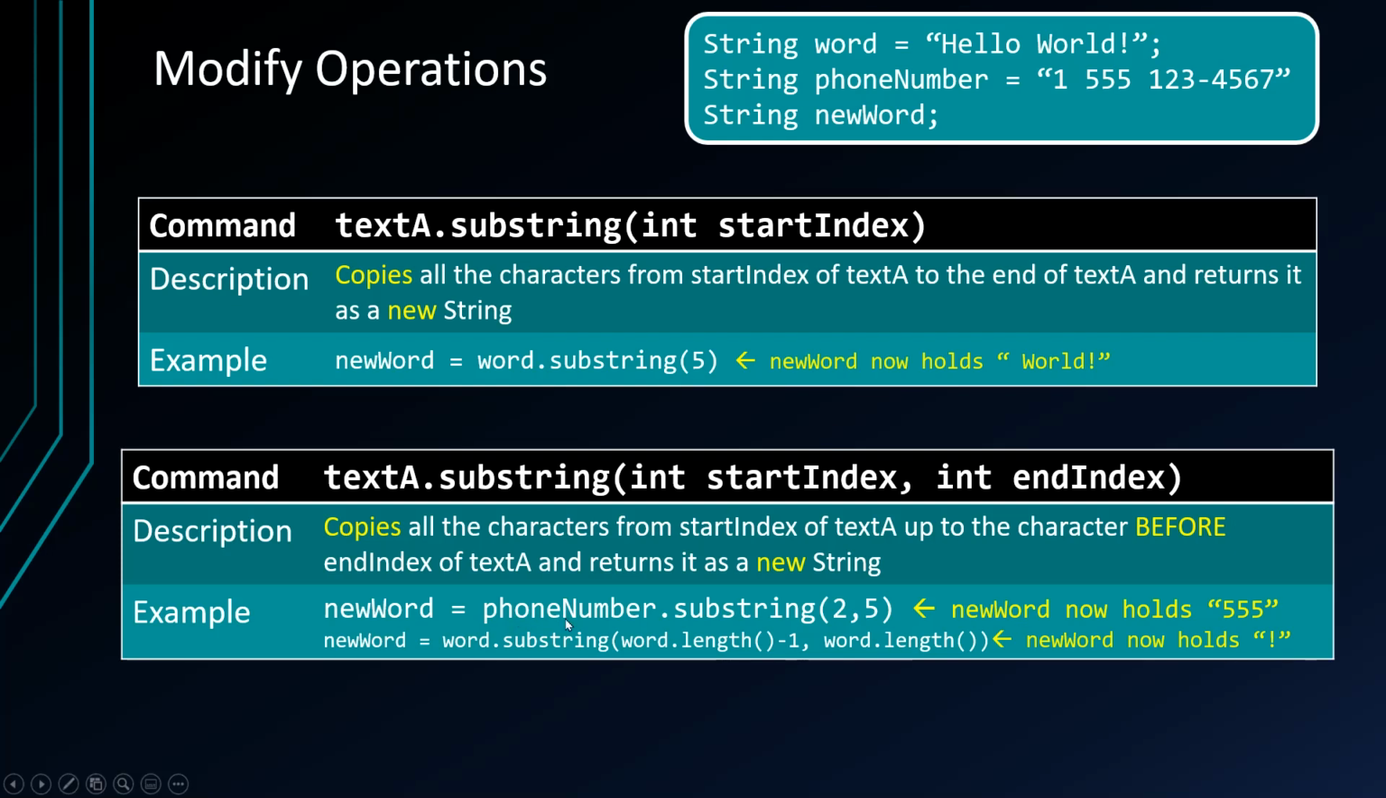So here we have phoneNumber. I'm going to cut up phoneNumber. I want to grab the area code. So we have our phone number right here. I want to grab just the area code. That may be useful depending on what type of program I'm building.